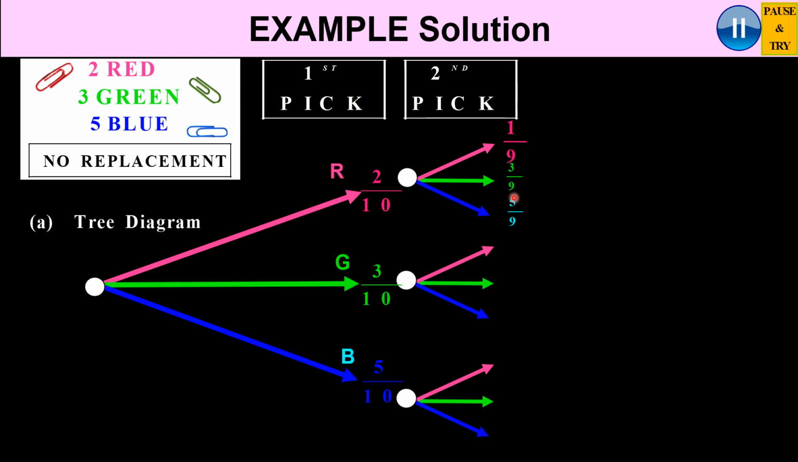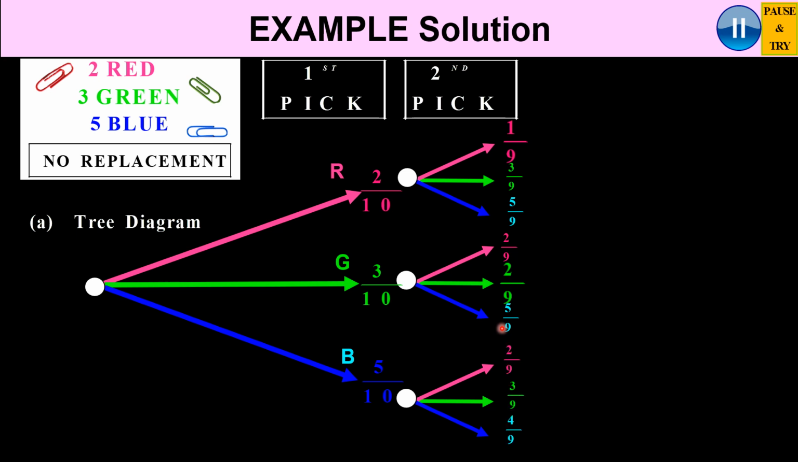You can quickly check with a little bit of maths here. 1 plus 3 plus 5, it still gives me 9 over 9, right? So just be careful here. Here I've got 3 over 10. So now I'm going to have 9 paper clips left. I haven't taken a red, so I still have 2 over 9. I've taken a green, so instead of having 3 greens, I now only have 2 to choose from. I haven't taken a blue, so that's still 5 over 9.